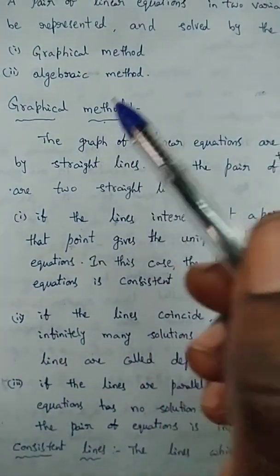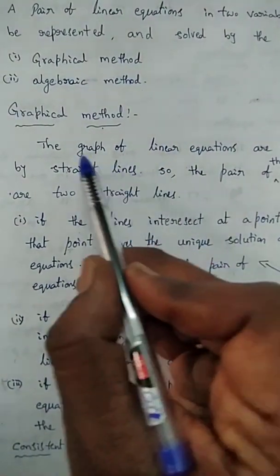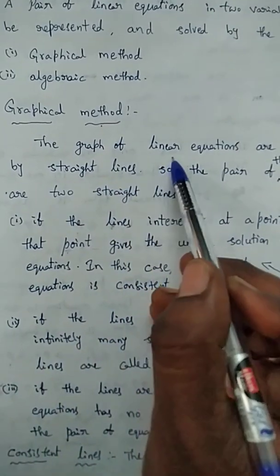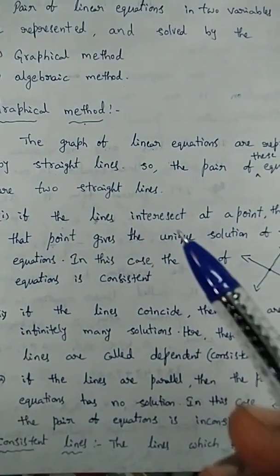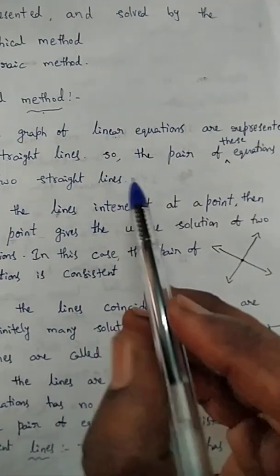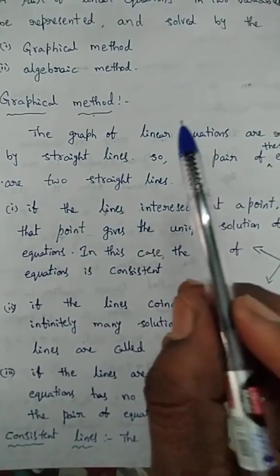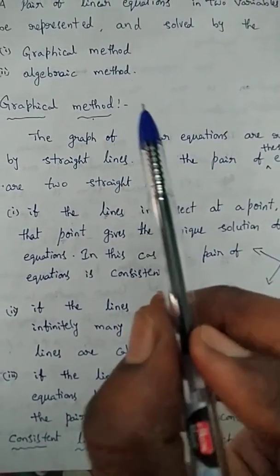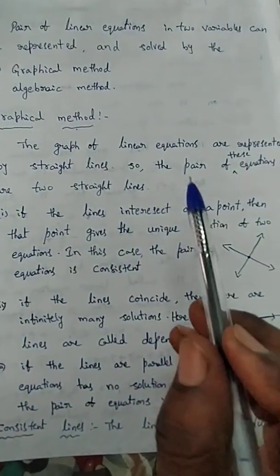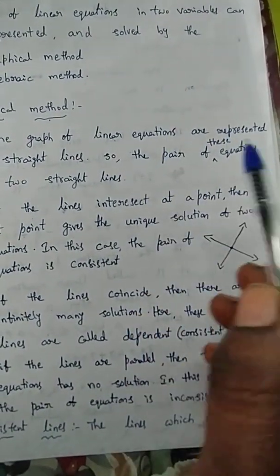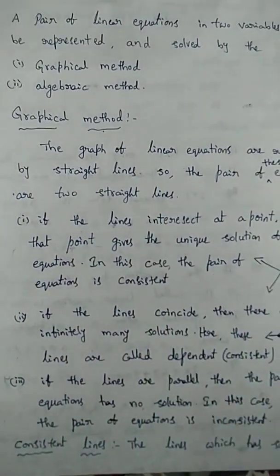We are giving the graphical representation to linear equations by straight lines. Linear means straight. So the pair of these equations are two straight lines. One linear equation's graphical representation is only one straight line. In this chapter we are observing a pair of linear equations at a time, so automatically we can observe two straight lines at a time.